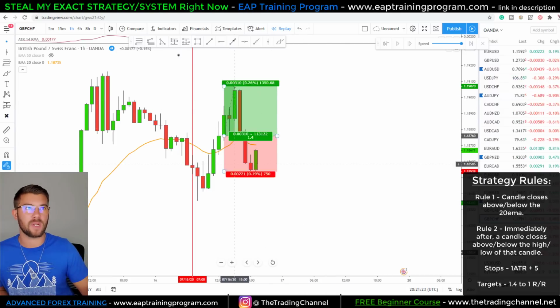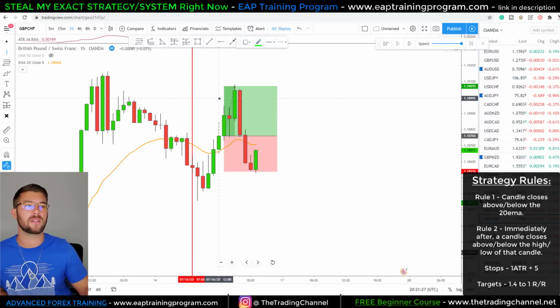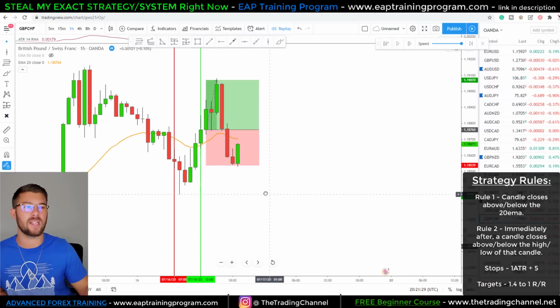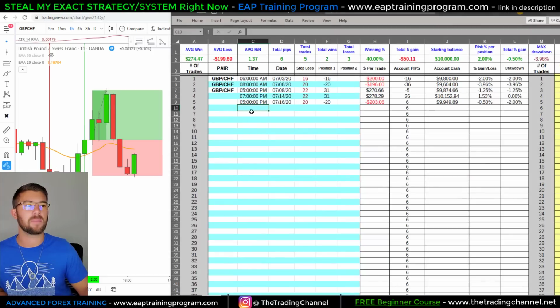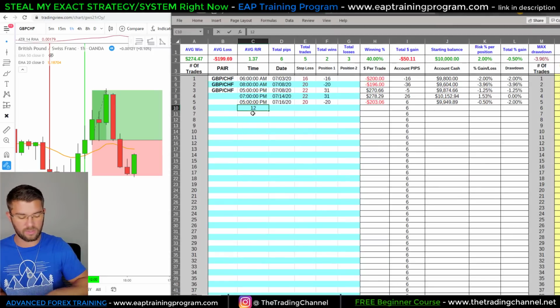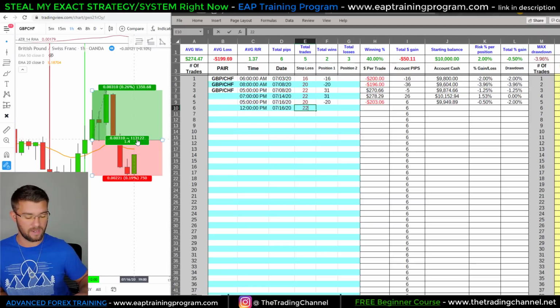Let's go ahead and record this in the spreadsheet. First off, putting our green vertical line on our entry candle, which would have been right here. And now we can actually pull over the spreadsheet and plug in the numbers, which was at 12 o'clock, the trade was, and it was on 7/16/2020. This was a win, which had a 22 pip stop and a 31 pip target.